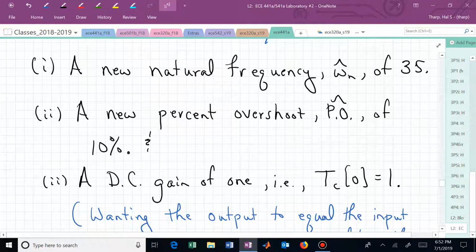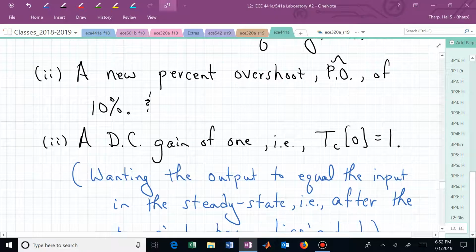We want it to be 10%, which, if you remember your open loop behavior, you were maybe looking at percent overshoots in the 70s and not 10%, and your natural frequencies were probably in the 15 to 20 range, not 35. And suppose we want a DC gain of 1. So we're significantly changing. And what's that DC gain of 1?